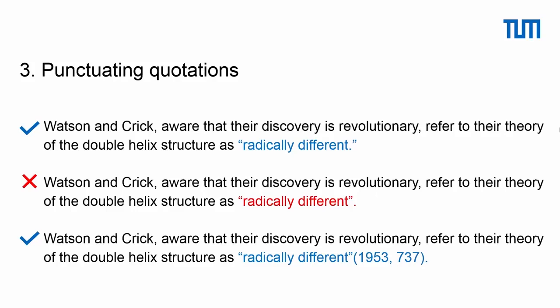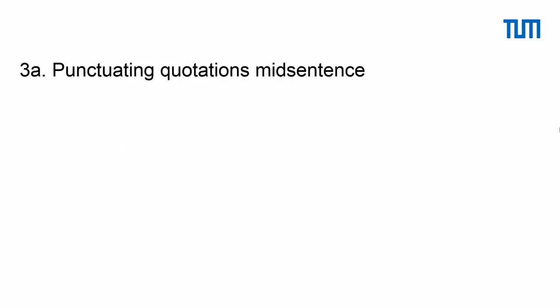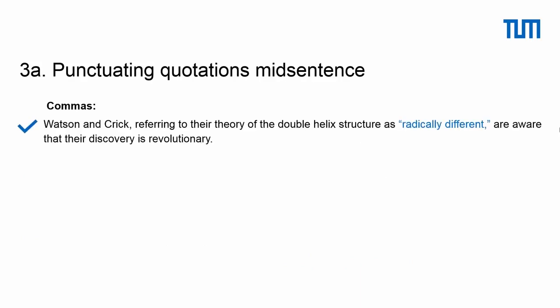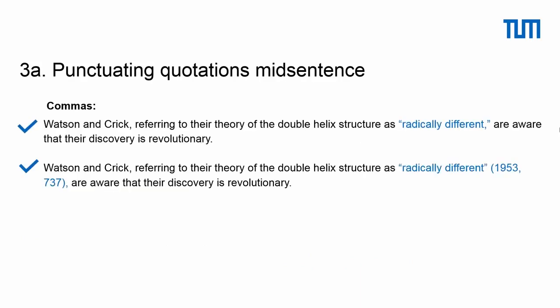The first one and the third one are both correct. So now you know how to punctuate quotations at the end of your sentence. The question is, how do you punctuate them in the middle of your sentence? So if you have a quotation followed by a comma, the rule is the same as for periods. If you do not have a citation, put the comma inside the quotation marks. If you do have a citation, put it outside both the quotation mark and the citation.